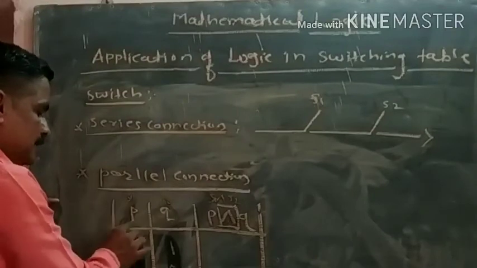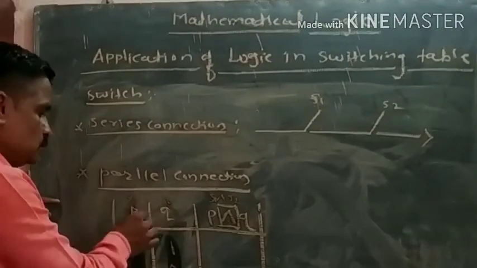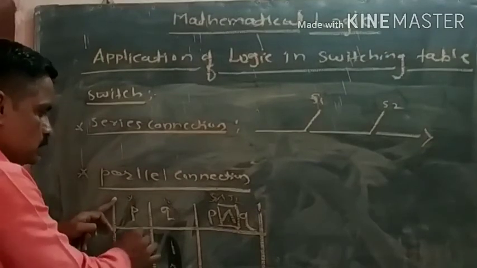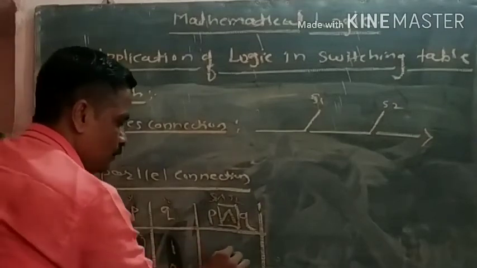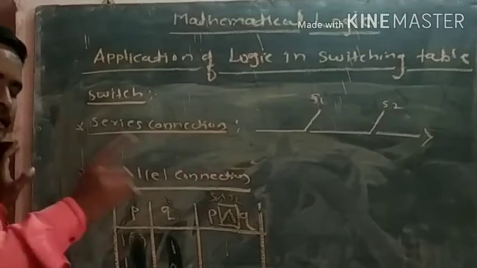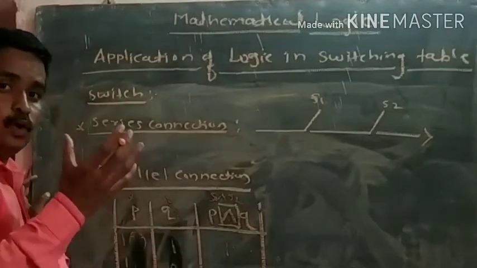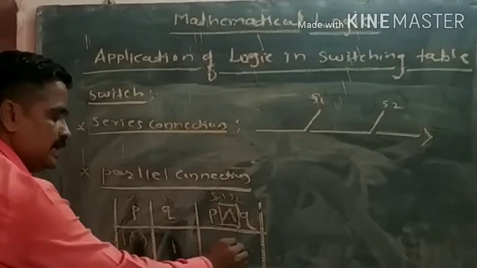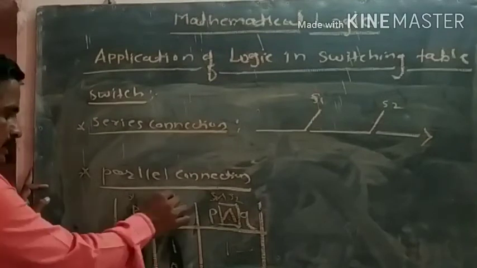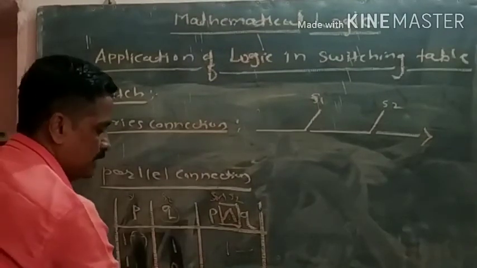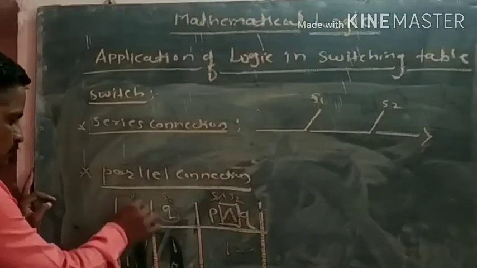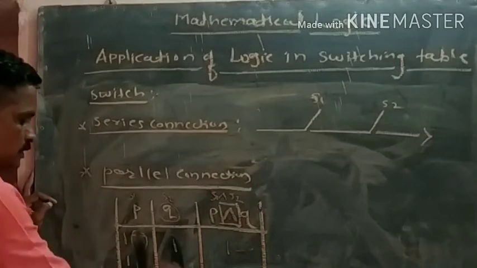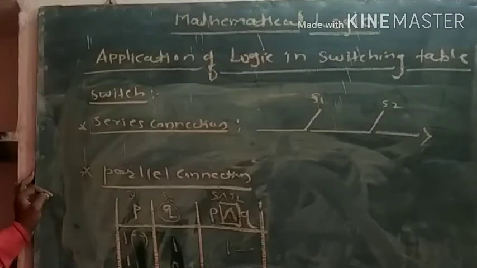If P is S1 and Q is S2, and S1 is closed, where 1 means closed, and S2 is closed, then current will flow, that means we write 1. Current will flow, that means the light will glow. So S1 is closed, S2 is closed, then the light will glow, that means it has value 1. S1 is 1, S2 is 0, then the light will not glow. S1 is 0, S2 is 1, the light will not glow. S1 is 0, S2 is 0, the light will not glow.